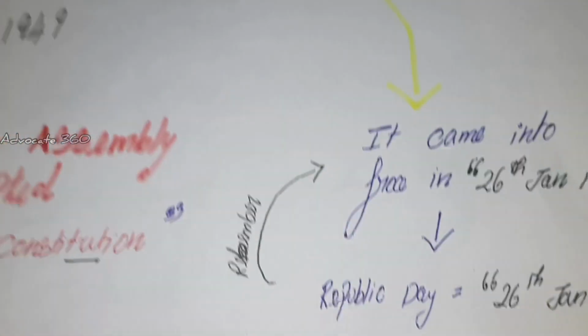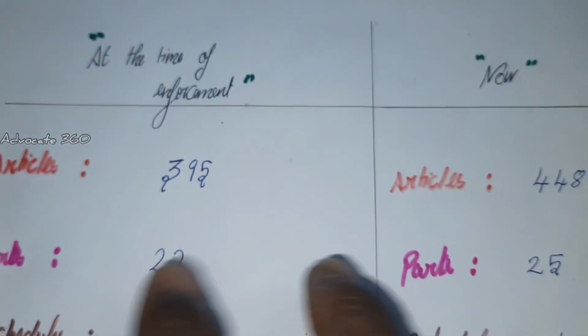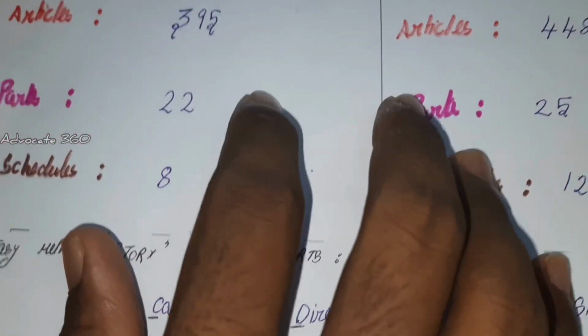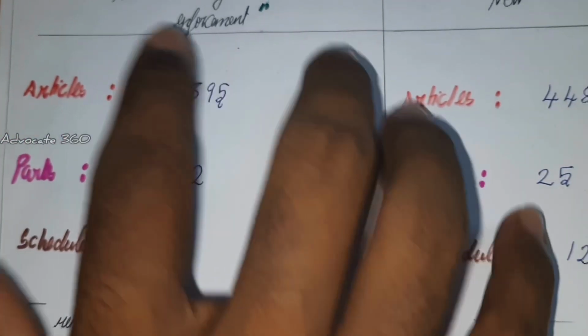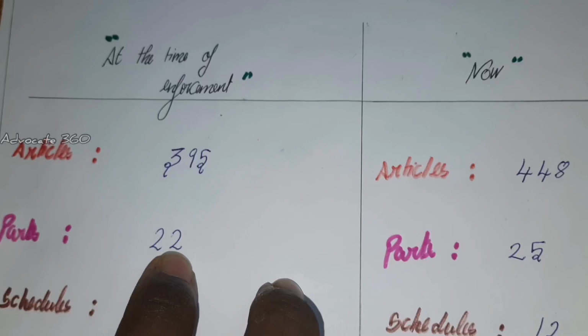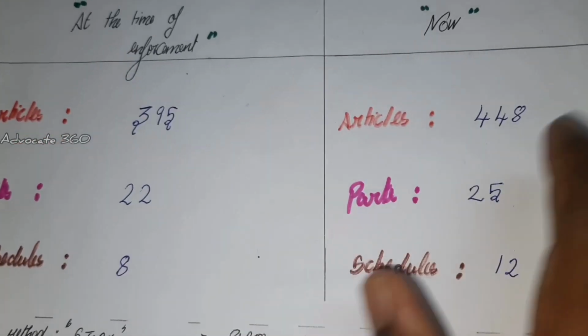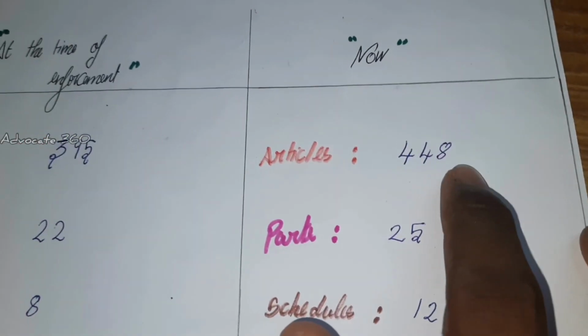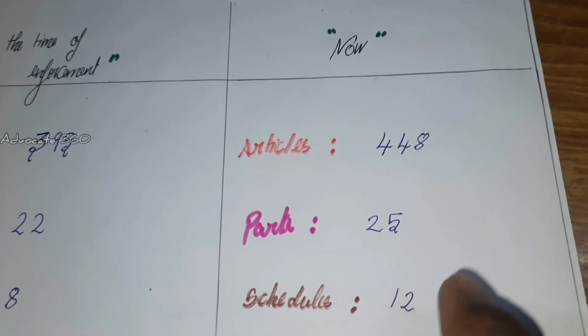Let's discuss some things related to the parts, articles and schedules of the Indian Constitution. At the time of enforcement, there were 395 articles, 22 parts and 8 schedules, but presently there are 448 articles, 25 parts and 12 schedules. These are some of the general introduction about the Indian Constitution.